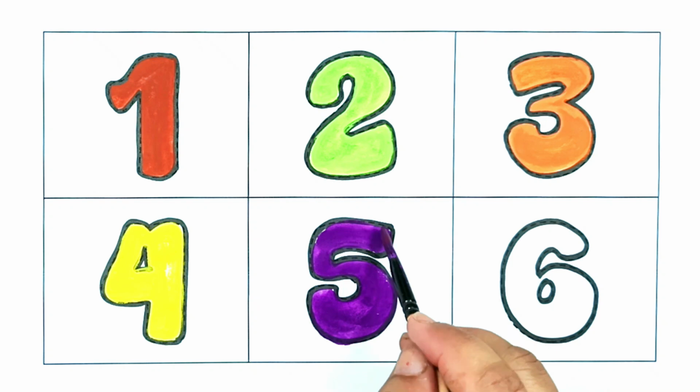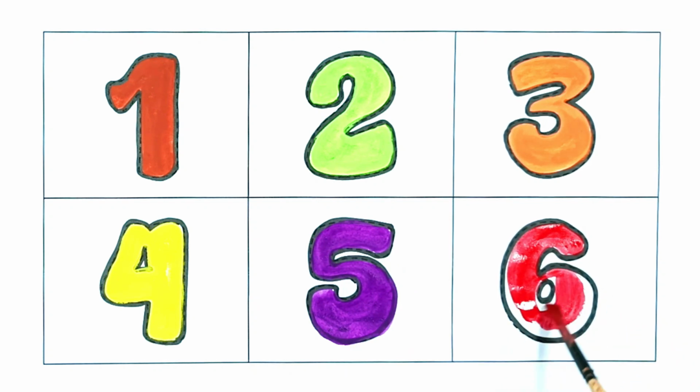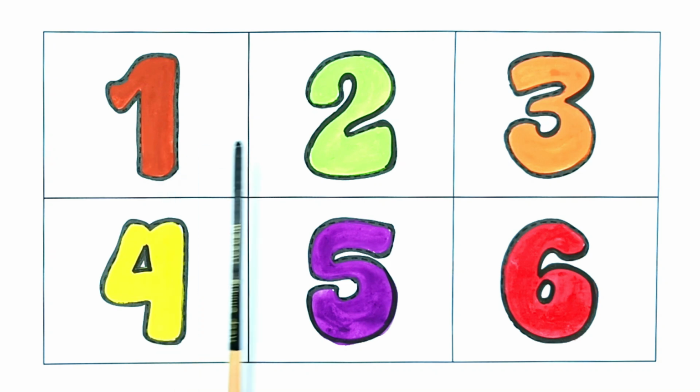5, 5, A tisket, a tasket, a green and yellow basket. I wrote a letter to my love. On the way I dropped it. 1, 2, 3, 4, 5, 6.